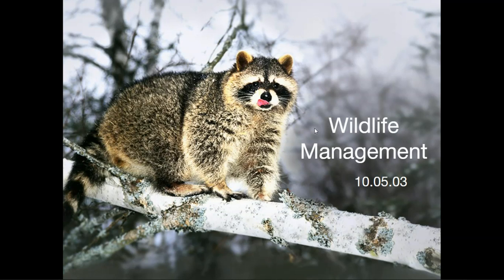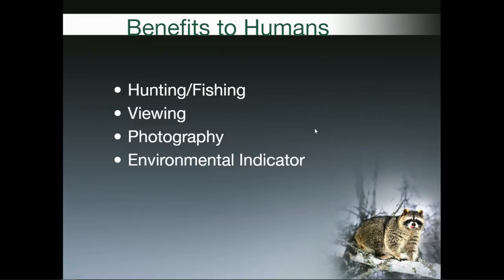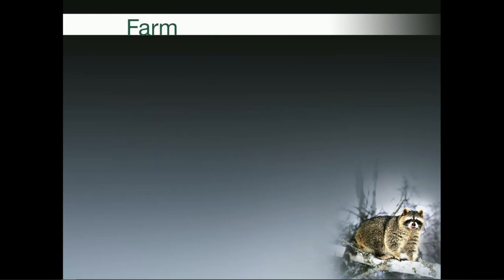So, just to kind of review a couple things in the notes that we have been working on, we talked about the 4 benefits to humans. Not only can you just go hunting and fishing, but there's a lot of photography, some wildlife viewing, bird watching in particular, and then environmental indicators. So, how healthy or unhealthy wildlife is in your area can be an indicator that there could be something wrong or that everything is thriving in a great condition.